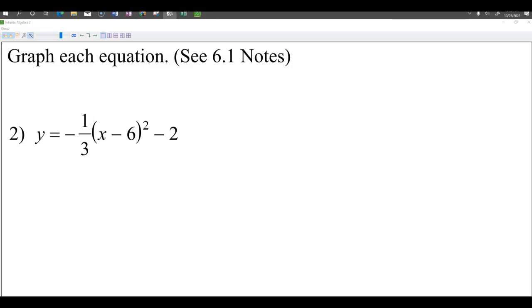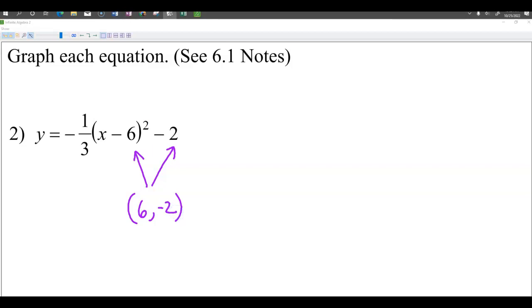Alright guys, welcome to Unit 6 Test Study Guide. I'll be going through the even problems for number 2. We're being asked to graph a quadratic equation here in vertex form. The first thing you're going to do is take note of your vertex. That would be these two numbers.